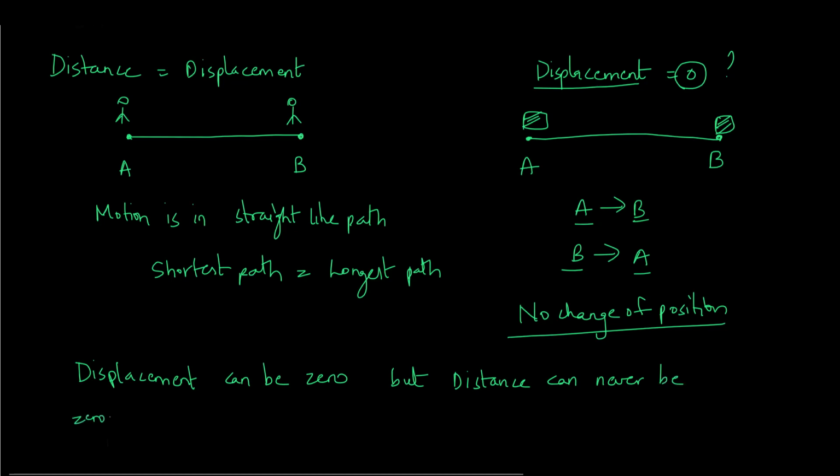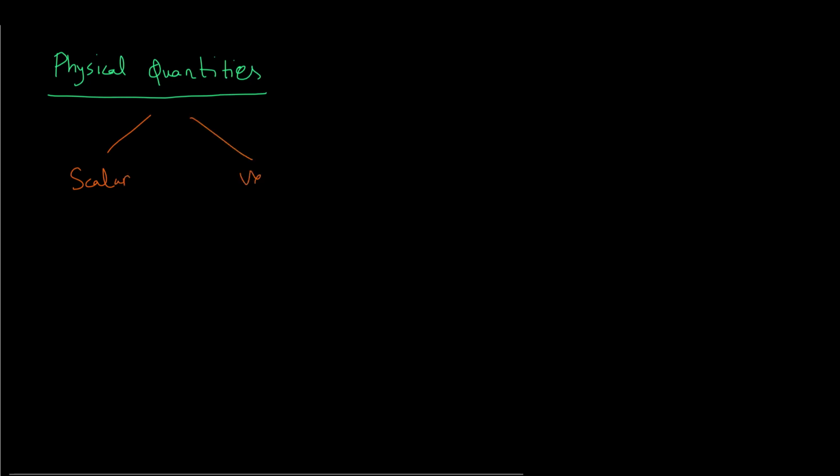Okay. Our next topic is physical quantities. In physics, the physical quantities are categorized into scalar quantities and vector quantities. Those which have only magnitude are called scalar quantities, and those which have magnitude and direction are called vector quantities. Now let's understand what is magnitude and direction.